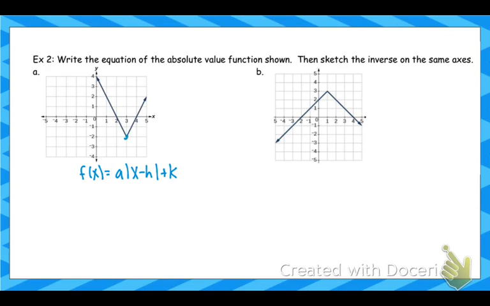h, k is the vertex. The vertex here is (3, -2). So this becomes absolute value of x minus 3, minus 2. a is the slope coming off that vertex: up 2 over 1. It opens up, so it's positive.